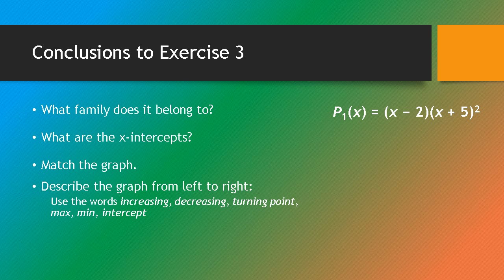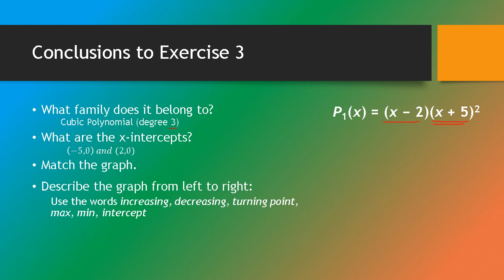Polynomial 1 is a cubic. It belongs to the cubic family because there are 1, 2, 3 factors. X minus 2 is only repeated once, but x plus 5, because of the square, is repeated 2 times, and that makes a total of 3 linear factors. That makes this a cubic. And even though it's a cubic, it actually only has 2 x-intercepts because there are only 2 distinct factors. So negative 5 and positive 2 are the 2 x-intercepts.